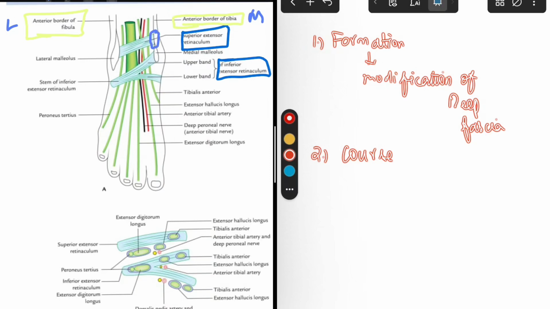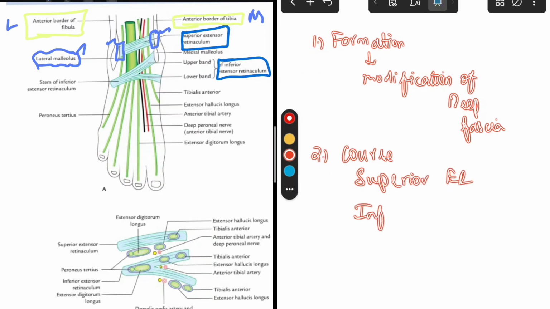So, on the medial side, the superior extensor retinaculum is attached to the lower border of the tibia, which I am marking here. And where it ends, it is the lower border of the fibula, particularly at the lateral malleolus. So the superior extensor retinaculum arises from the lower border of the tibia and ends on the lower border of the fibula, particularly the lateral malleolus. The superior extensor retinaculum is now clear.